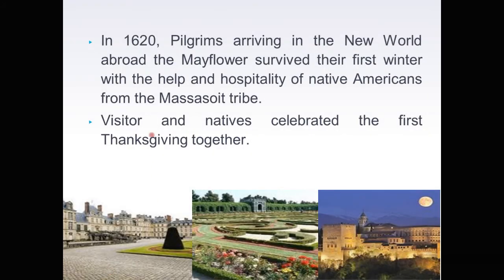So, according here, visitor and native celebrated the first Thanksgiving together. Because in other countries, like for example in the United States of America and Canada, they really do what is called Thanksgiving. So, what is Thanksgiving? It is a federal holiday. So, it is a holiday in Canada and the United States. So, what do they do during Thanksgiving?